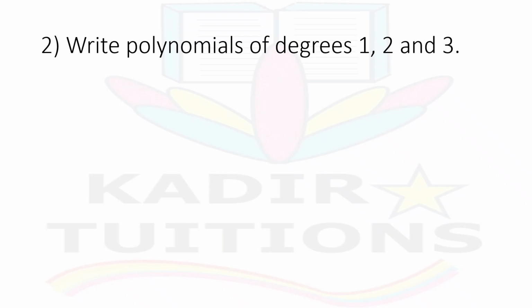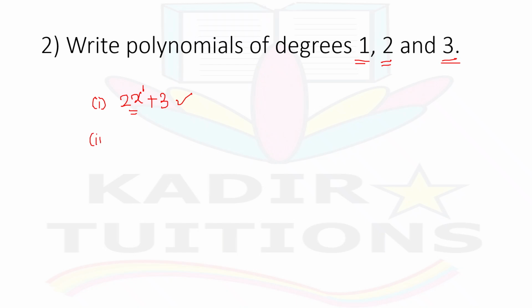The second question is write polynomials of degree 1, 2 and 3. You can write your own polynomial, but one polynomial with the highest power 1, the second one needs to be of highest power 2, and the third polynomial needs to have the highest power as 3. So for degree 1 I'm writing 2x plus 3. There is one x term that also has the power 1. So this is a polynomial of degree 1.